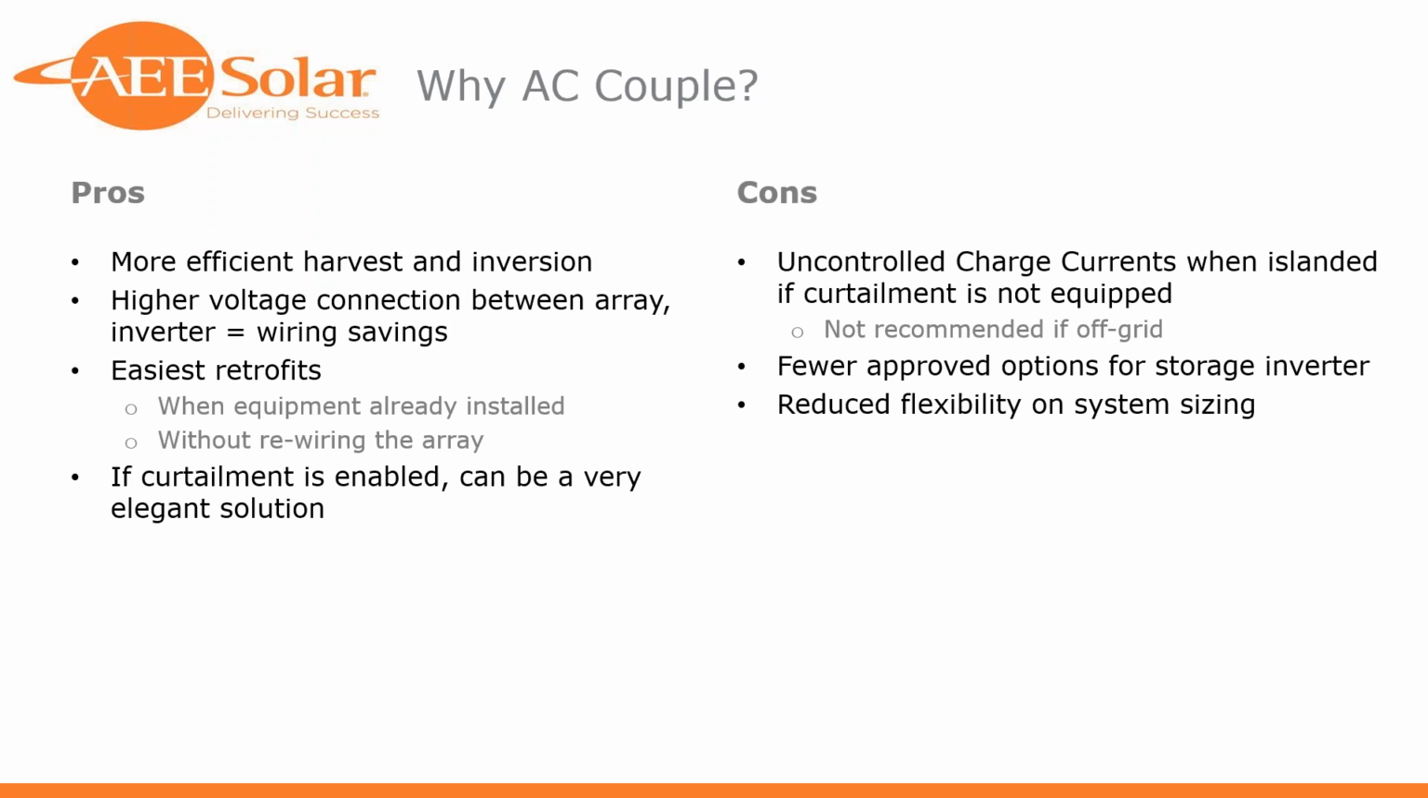That's a really long-winded way of saying, if you've got an AC coupled system and the system becomes islanded, either because it's off-grid, which is not recommended, but say the grid goes down or you make a conscious decision to island yourself, you can have some really high charge currents into a battery because the components don't speak to each other. And we'll get to that in a second.